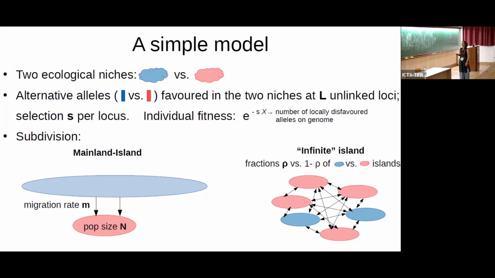Now fitness depends on the genotype: if an individual carries mostly blue alleles and it lives in a blue region, then it's quite fit. And the loss of fitness is determined by the number of locally disfavored alleles that it carries on the genome. So it's essentially a model of directional selection, which is divergent across these different habitats. And the geometries of how these niches are distributed, in reality, would be arbitrarily complex, but to get some insight, one can look at simple models.